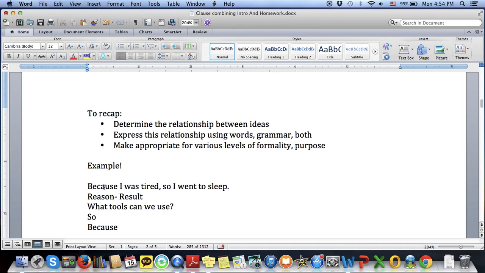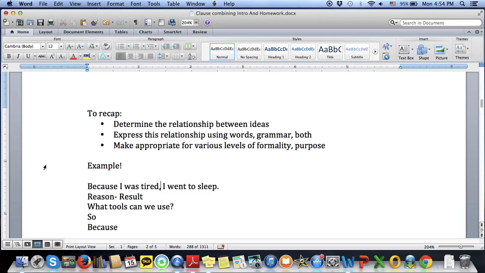If I say, because I was tired, so I went to sleep. Uh-oh, we can't have both of these. We don't want to have two things in a row right there. We have to pick one. This is just like using even though and but. We can't do that. We have to pick one or the other.